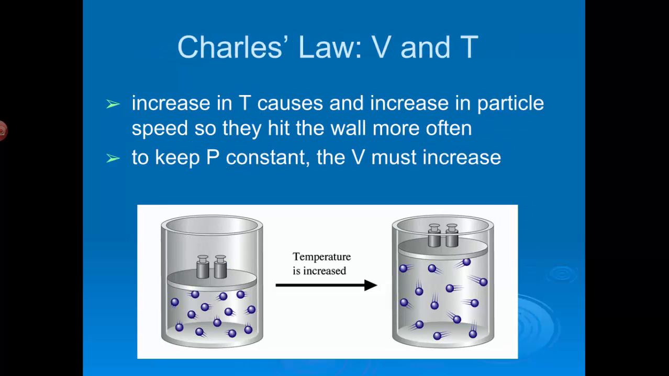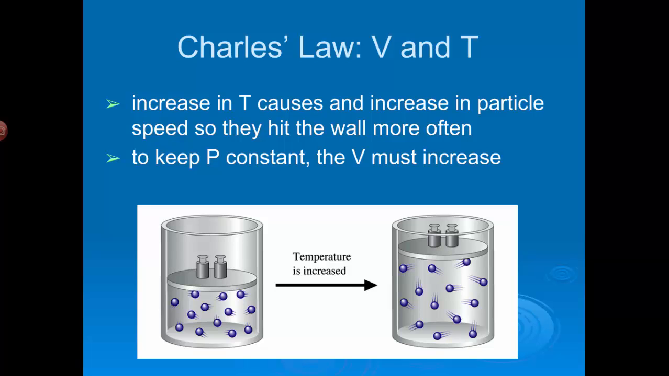Okay? Charles' law measures volume and temperature. We need to keep the pressure constant. The way you can keep the pressure constant is by allowing the volume to change. If you allow the volume to change, pressure stays the same. So if we increase the temperature and we allow the volume to change, the volume will increase because these particles will hit the wall more often because they're speeding up. But since one of those walls, the top, moves, it'll move.